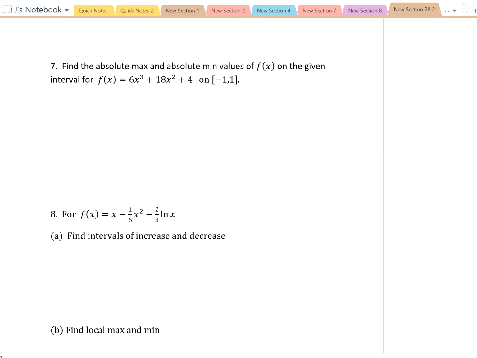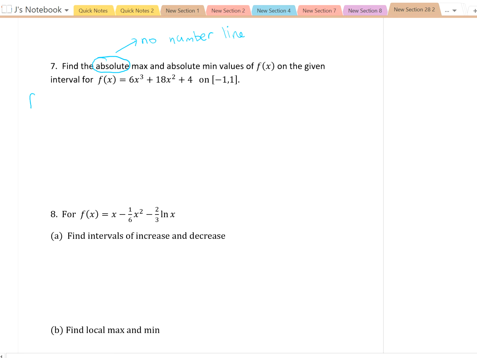Find the absolute max and absolute min values of f of x on the given interval. This is important to identify with this word absolute. There's no number line here. You don't make the number line and look for increasing and decreasing. Your strategy for absolute max and absolute min is your extrema, if you have a well-defined endpoint, will either occur on the endpoints or at critical numbers in the interior.